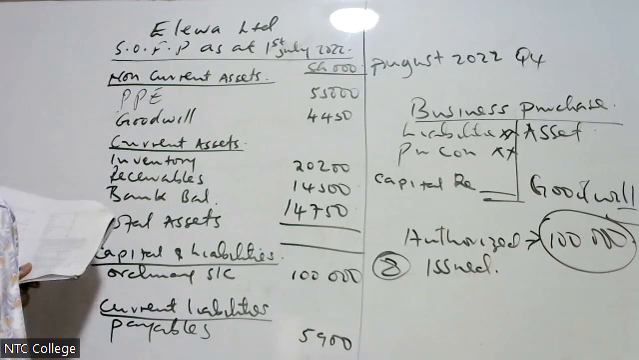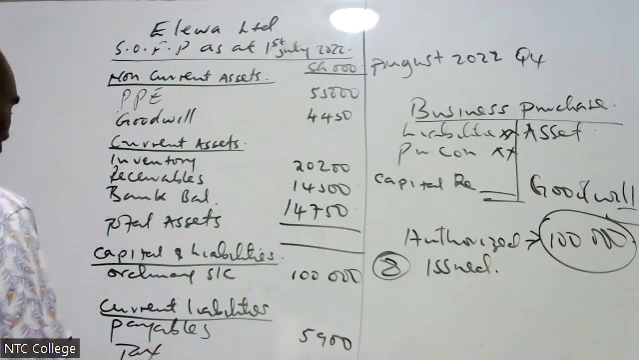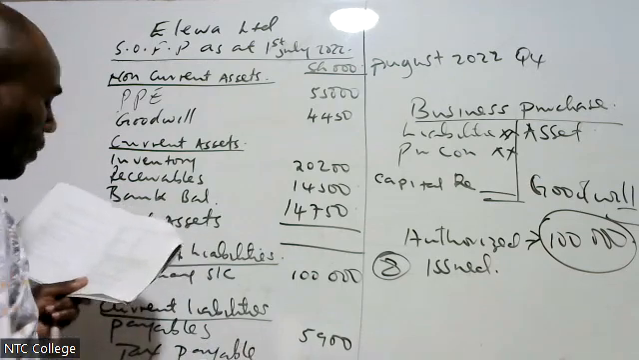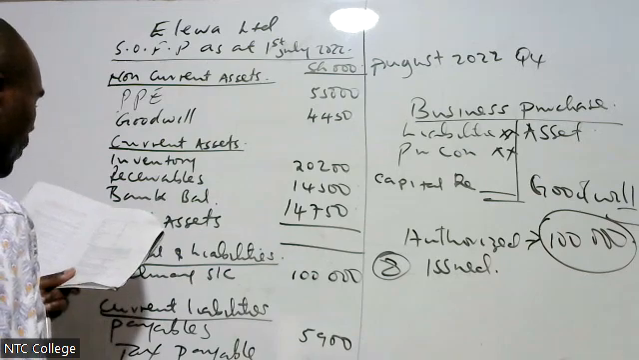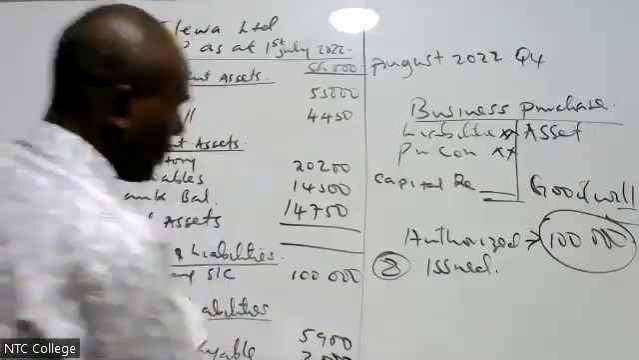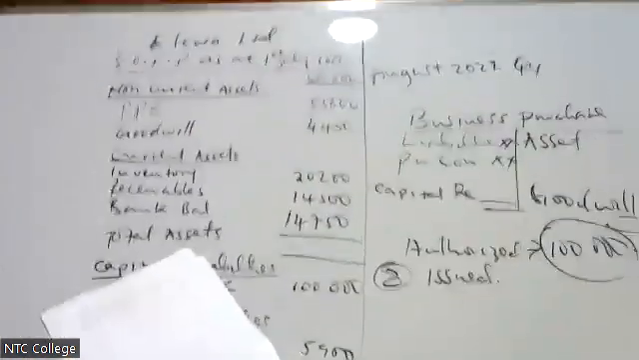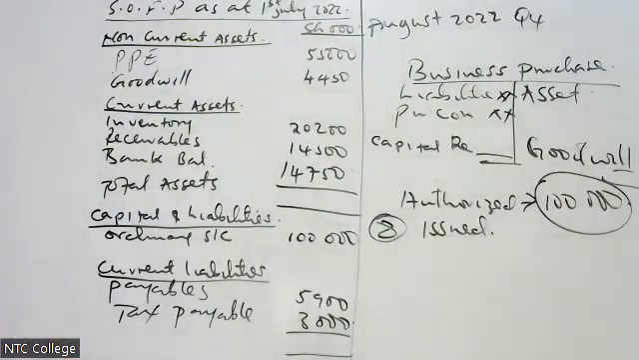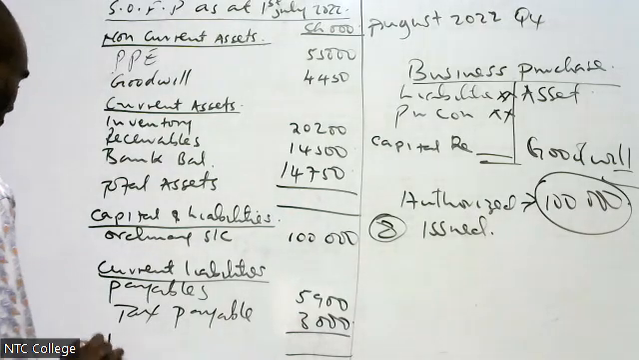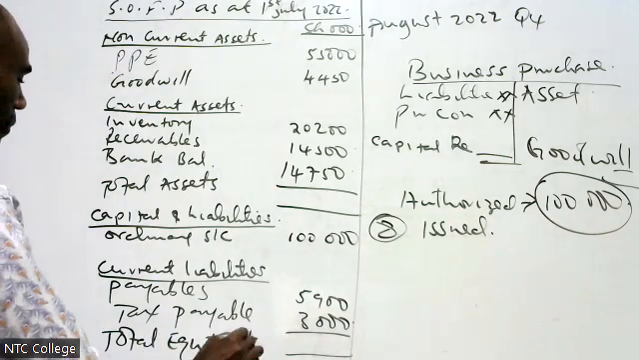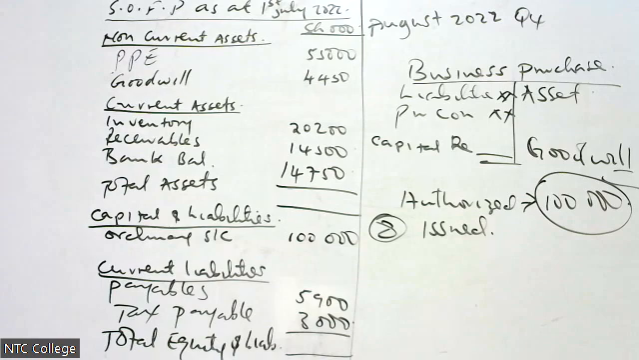Then also we took over tax payable. Tax payable, which is 3,000. Then I believe we are done. You give me total equity and liabilities. Total equity and liabilities.